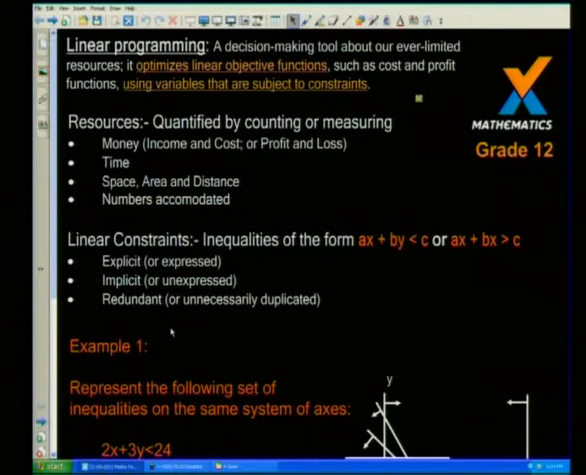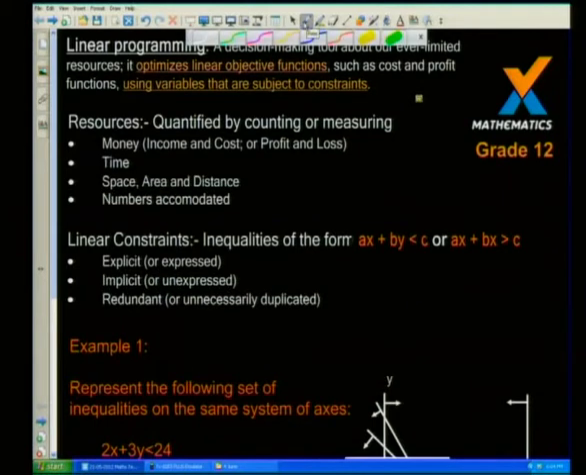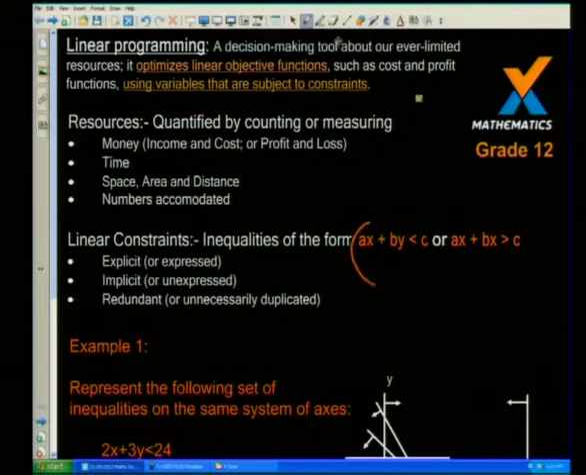Our inequalities will typically be equations like AX plus BY less than C, or AX plus BY greater than C. All right?